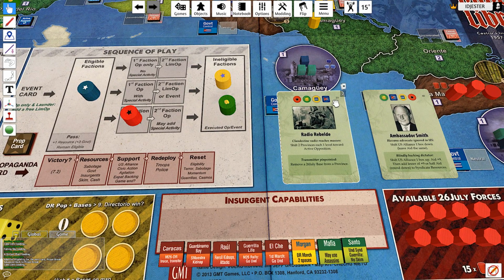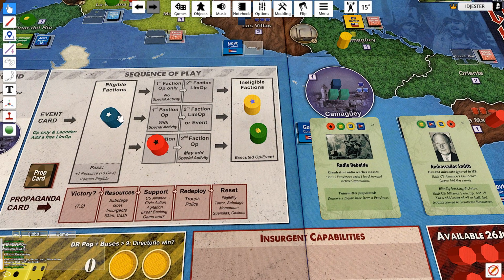So again, it's kind of silly for him to pass because he's not going to get a better option, right? He's not going to get a better option, so he'll probably do this. So we will do this event, and then blue would take his full operation and all of his special activities. Then yellow and green become active.